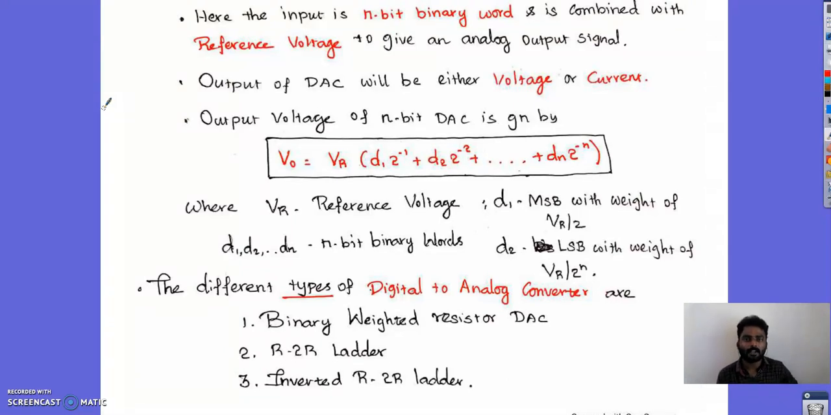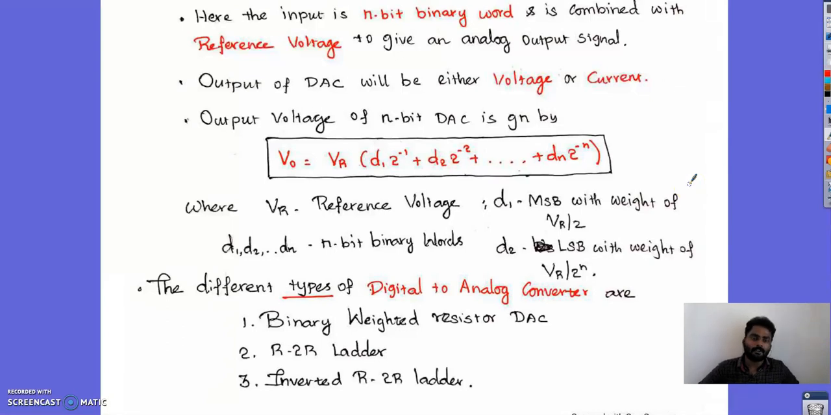And the output voltage of your n-bit digital to analog converter is given by V0, which equals the product of your reference voltage and the sum of your discrete signals. So VR into D1 into 2 power minus 1 plus D2 into 2 power minus 2 plus etc., up to Dn into 2 power minus n.